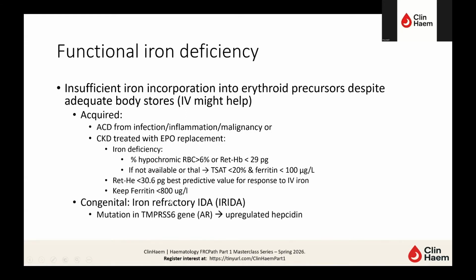So as I mentioned, iron refractory IDA is a very easy MCQ. There's a mutation in this gene which controls hepcidin. So if that's problematic, you have high hepcidin levels with the problems that I mentioned. You can bypass that a bit with higher IV iron doses. Okay, good. So anything about iron, because we've done with iron?